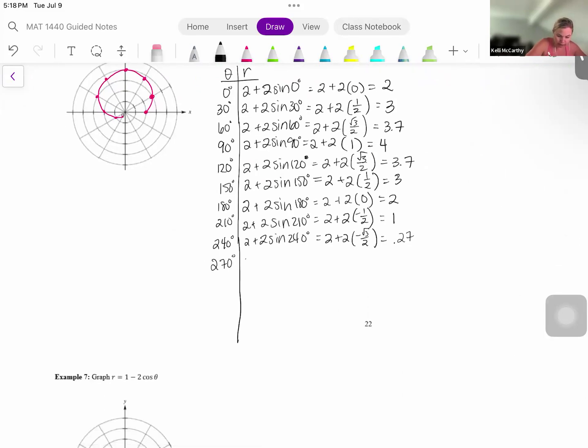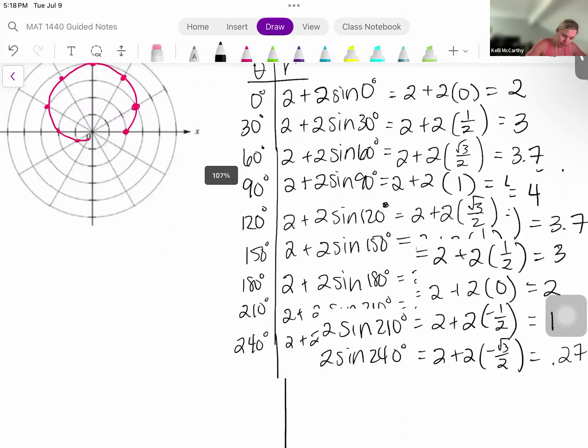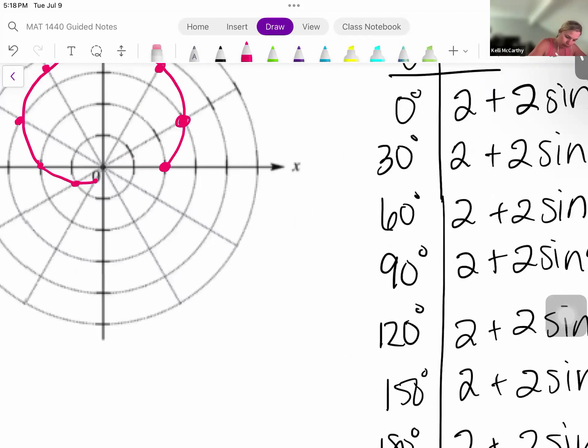270 degrees. 2 plus 2 times sine of 270 degrees is equal to 2 plus 2 times negative 1, which is 0. So now we have another point of 0. So now we've made our way to the origin. We still haven't closed that curve, so we're still not done.